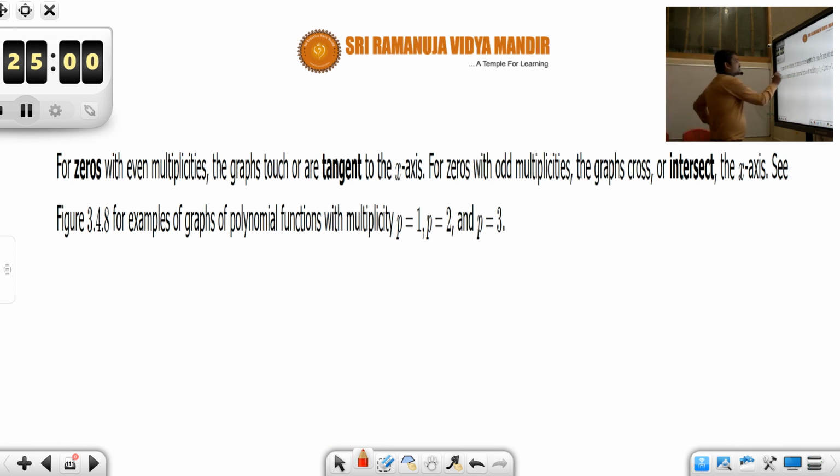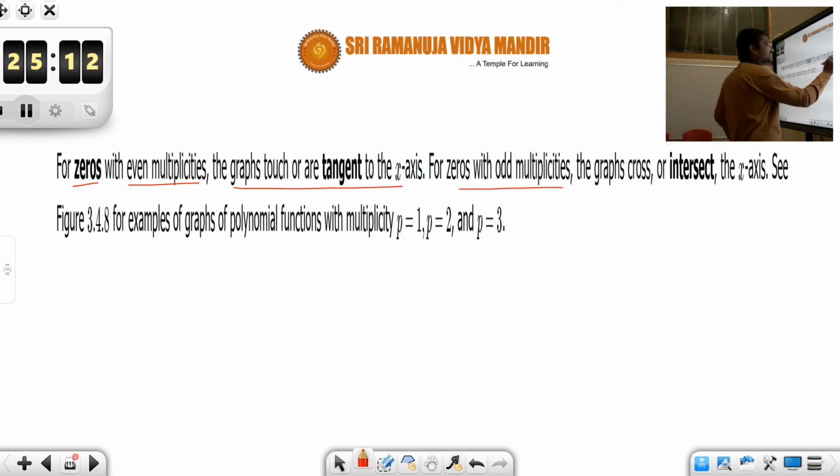So for zeros with even multiplicities, the graph touches or is tangent to the x-axis. For zeros with odd multiplicities, the graphs cross or intersect the x-axis. Okay, students, so let's look at some examples regarding whatever we are saying.